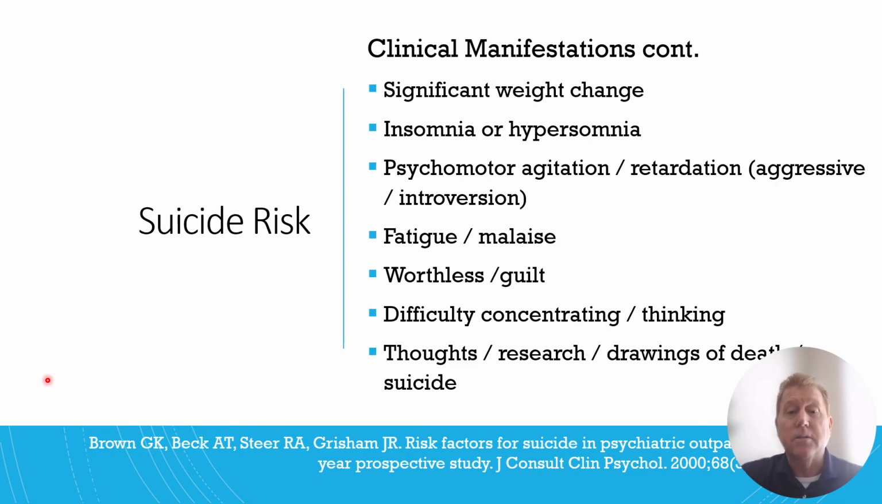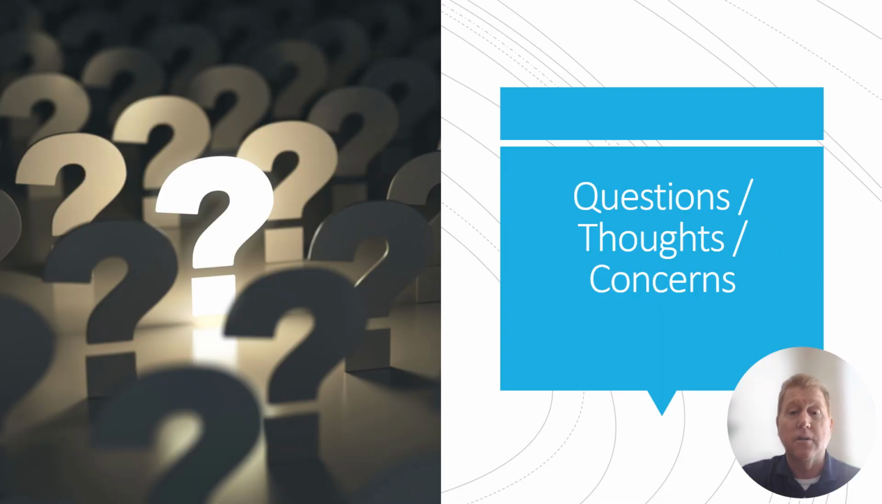Some additional things that may pop into their history are listed here with weight change, fatigue, feeling of worthlessness or guilt about something. Sometimes survivor guilt is pretty significant when a spouse or significant other passes. And then you'll see some of these other pieces here that could be some additional manifestations.